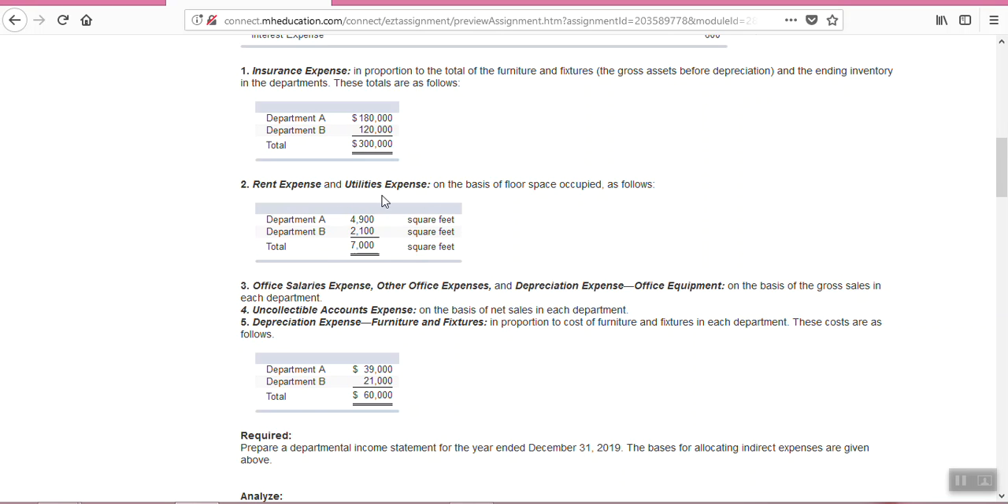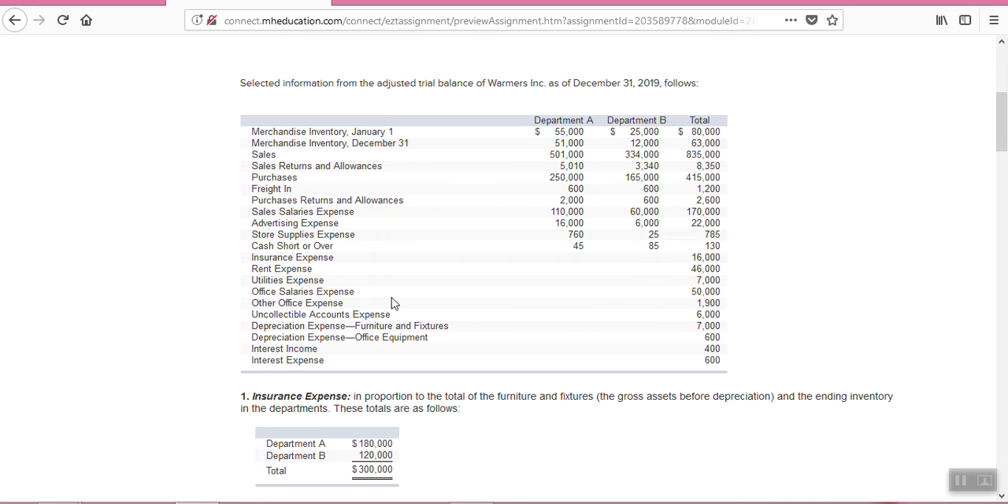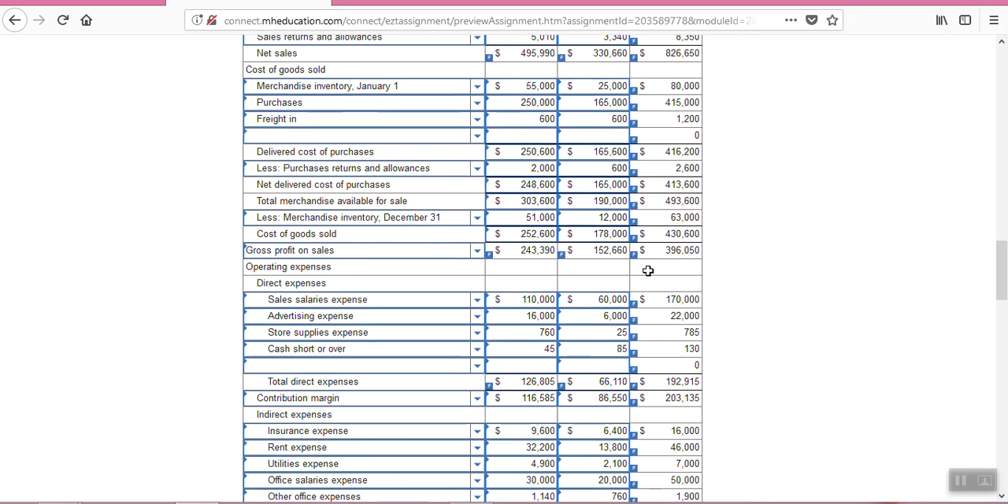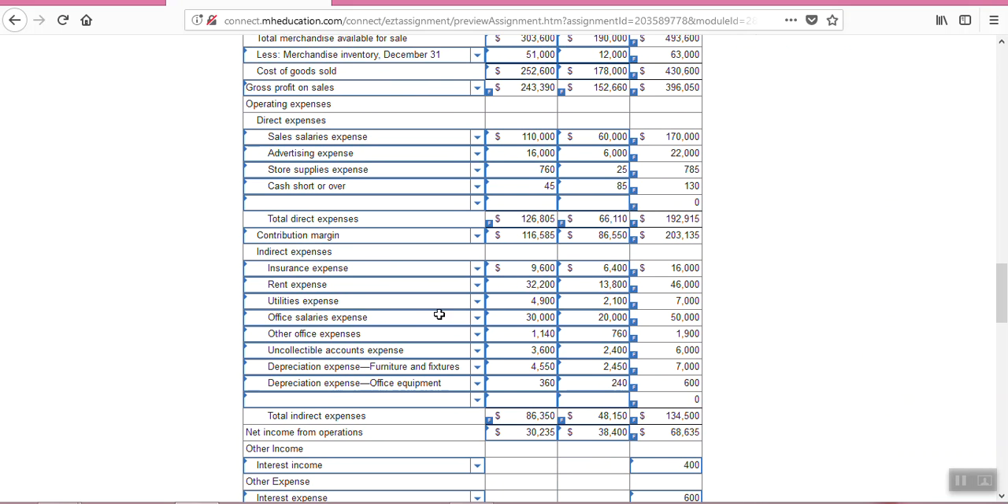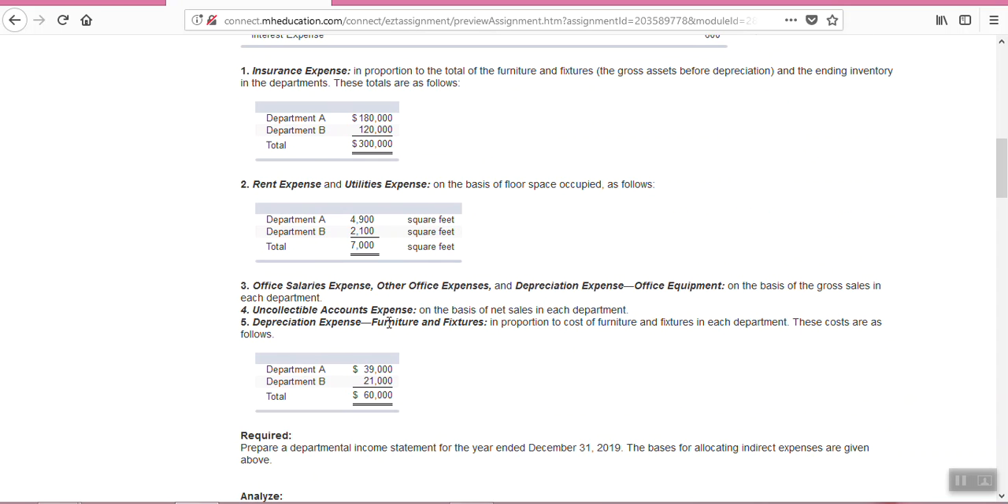Do the same thing with the utilities expense, and those are both up here. There's your rent and utilities, 70-30 split. And there's where they are. We've got office salaries, other office expenses, and office equipment depreciation, which are done on the basis of gross sales in each department.